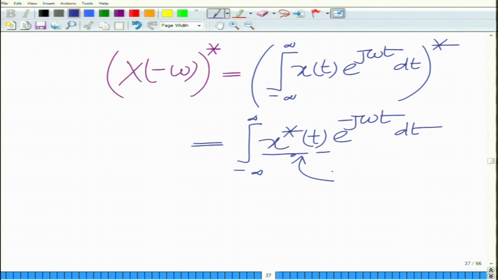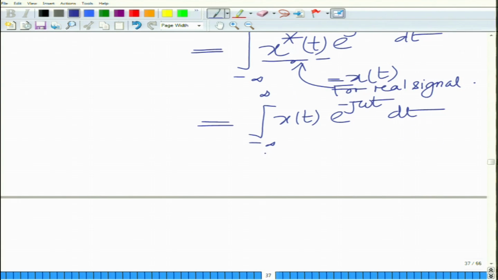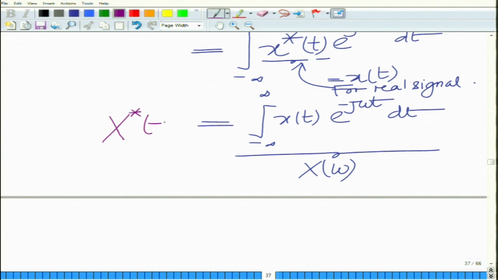But we know x conjugate of t is equal to x of t for a real signal. This implies it is equal to the integral from minus infinity to infinity of x of t e raised to minus j omega t dt, but this is nothing else but X of omega. So, therefore, what we have is X conjugate of minus omega equal to X of omega.